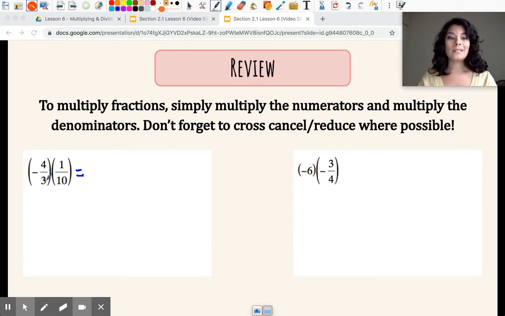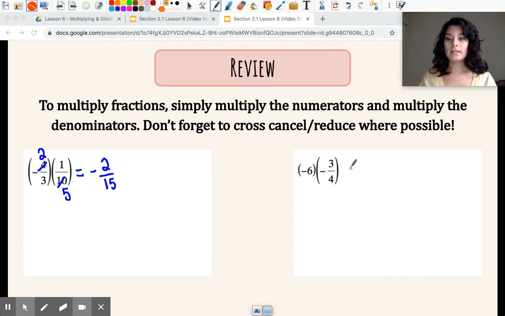So 4 and 3, I can't reduce that by anything, but I can reduce both 4 and 10 by 2. So if I divide 4 by 2, I get 2. If I divide 10 by 2, I get 5, and that's as much as I can reduce them. 3 and 1 won't reduce any further, so now I can simply multiply and my answer will be completely reduced. A positive times a negative will give me a negative. 2 times 1 gives me 2. 3 times 5 gives me 15. That's my final answer.